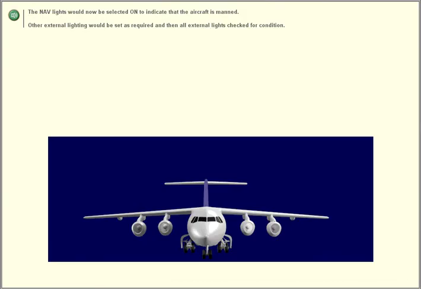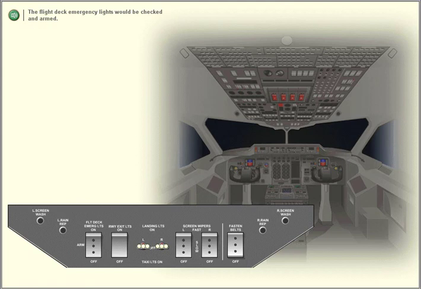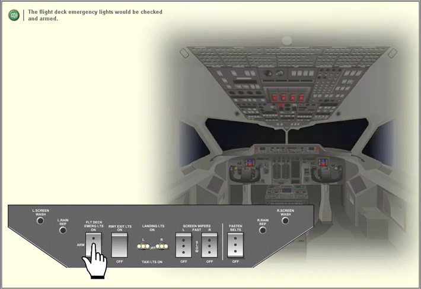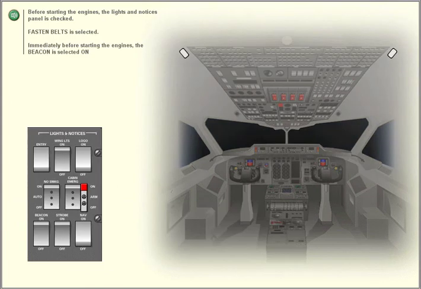The navigation lights would now be selected on to indicate that the aircraft is manned. Other external lighting would be set as required and then all external lights checked for condition. The flight deck emergency lights would be checked and armed. Before starting the engines, the lights and notices panel is checked.